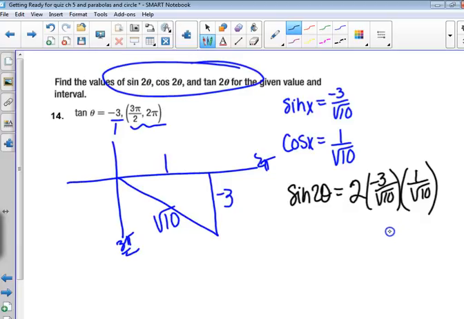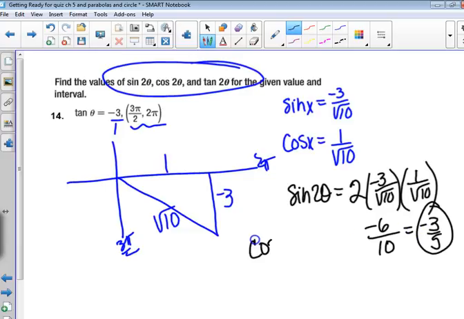I got that off the blue sheet. We know where that came from. Okay. 2 times -3 times 1 is -6. Square root of 10 times square root of 10 is 10. So we get -3/5 when we reduce. That's why I didn't bother to rationalize. I knew it was going to take care of itself.